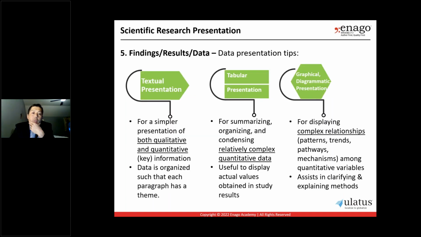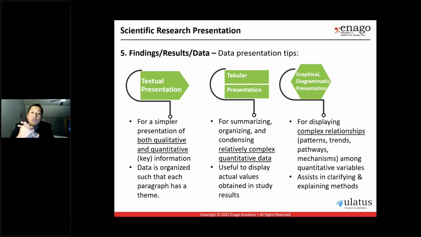And then how do you go about presenting your data? Well, there's different ways you can present your data. You can just do a text presentation, and it's good for qualitative and quantitative information. And you can break the results down into paragraphs or bullet points, so that works. A tabular presentation is more used to summarize and organize relatively complex quantitative data, right? When you put data, and you'll see an example of that later.